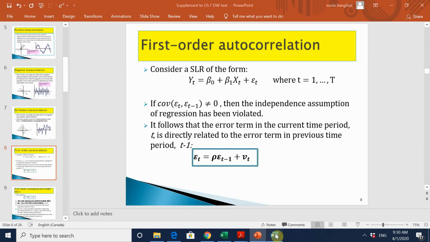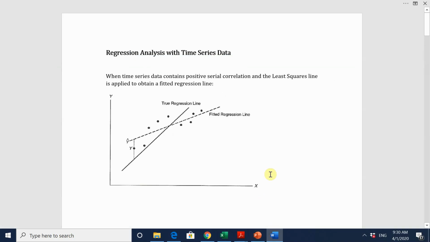So actually, let me just go to this example over here. Here I want to show you how a positive autocorrelation can affect the results of a regression model. So what we see over here, in the first place, that solid black line is the true regression line. This is what is really happening with the data, once we know, of course, that we're dealing with time series data.